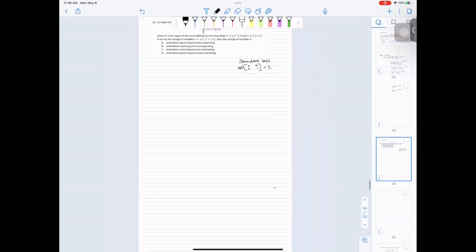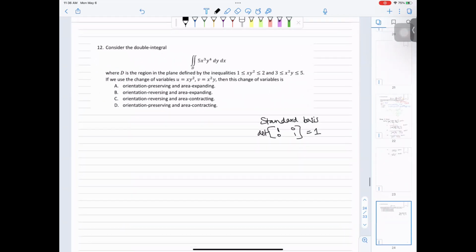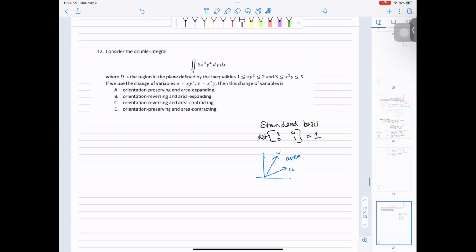Okay. So that was 11. Back to 12. All right, so determinant, if it's positive, orientation preserving. Negative, orientation reversing. If we get a number bigger than 1, then we're area expanding. Why? Because the determinant of two vectors, like u and v, is calculating the area of the parallelogram spanned by u and v. So if the area is bigger, that means we're expanding the area. If we get a determinant that's smaller, that means we're compressing the area, contracting.